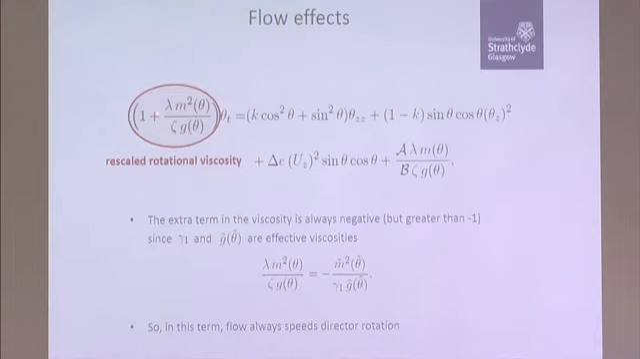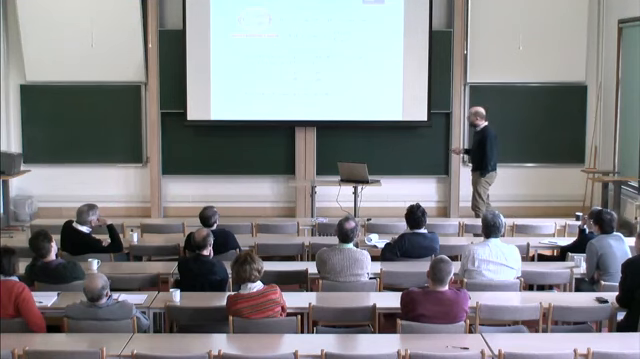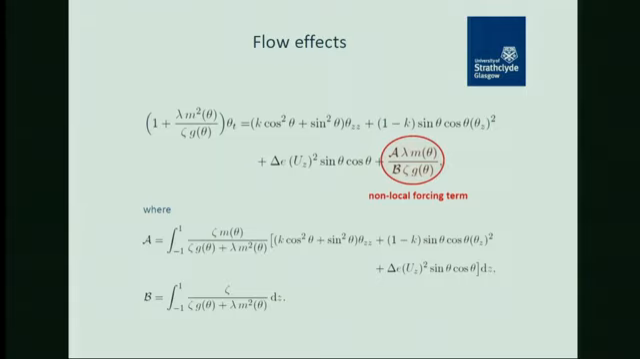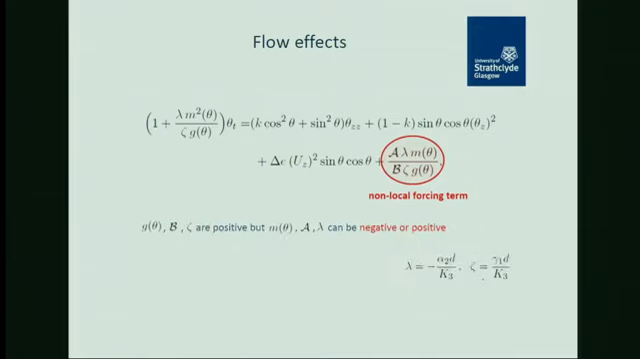Okay, so what's this doing? This term is reducing the viscosity of rotation. So flow is always speeding up director rotation, in that term at least. In the next term, this non-local forcing, well, we can't really tell, to be honest. There's quite a complicated expression here. It's very hard to understand exactly how that term is going to force the director rotation. All the terms in the denominator are positive. All the terms in the numerator can be either negative or positive. So I have no idea whether this is a positive or negative forcing term. It could act to increase or decrease the d theta by dt.